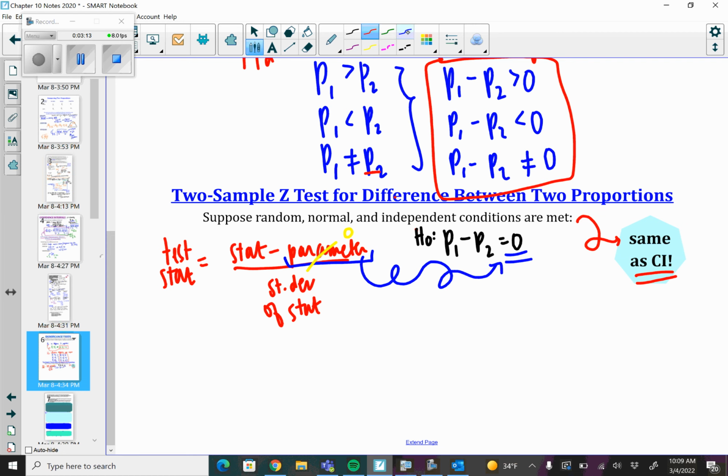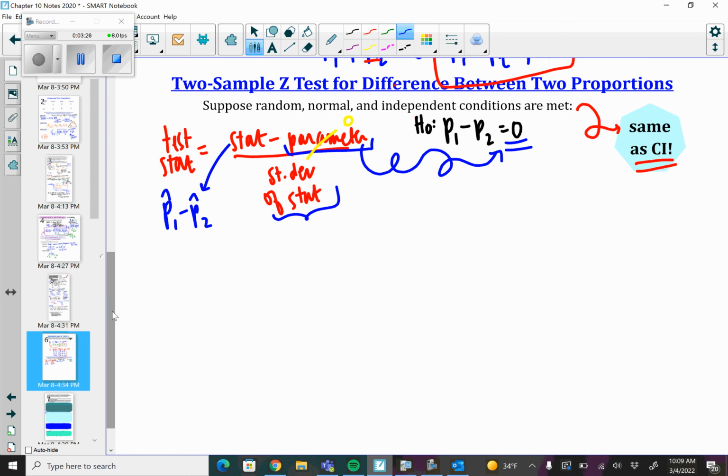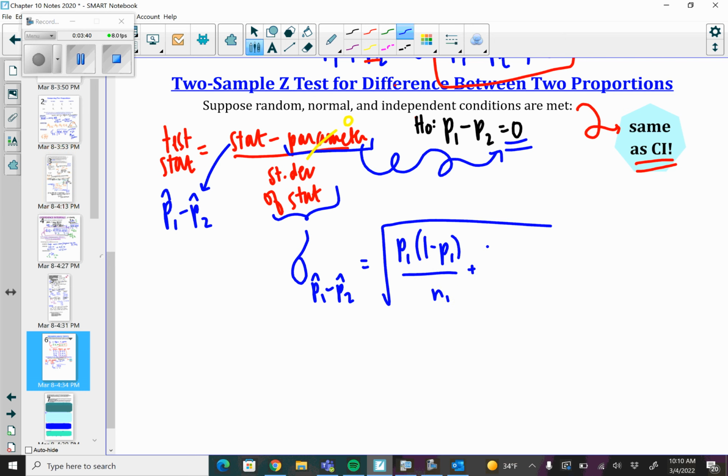Our statistic is going to be the difference between our two statistics, or p hat 1 minus p hat 2, and the standard deviation of our statistic is where things get a little bit interesting. We know that this is sigma sub p hat 1 minus p hat 2, which is the square root of p1 times 1 minus p1 all over n1 plus p2 times 1 minus p2 all over n2.